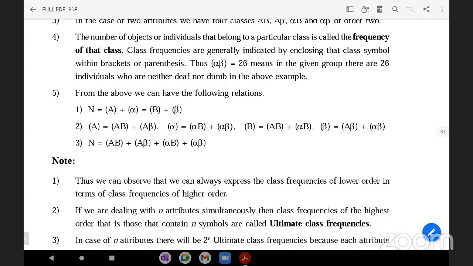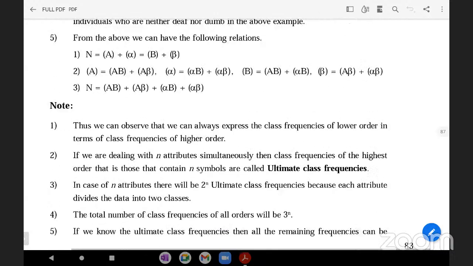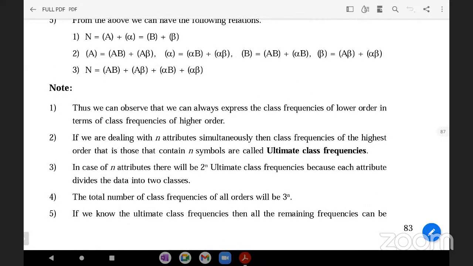Thus we can observe that we can always express the class frequencies of lower order in terms of the class frequencies of higher order. Next, if I take any attributes simultaneously, the class frequencies of the highest order, denoted by the N symbols, we can take a single time at a time. That is called the ultimate class frequency.